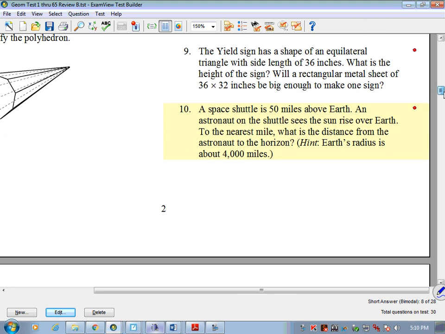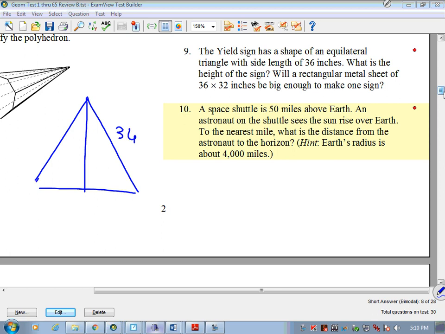Okay, 9 is our yield sign question. I've seen people continue to miss this. So we're going to put our yield sign, except we're going to put our yield sign upside down. We know that this is 36. And whenever I cut it in half, when I bring this line down through and make it a perpendicular bisector, it means that's going to make that 18.